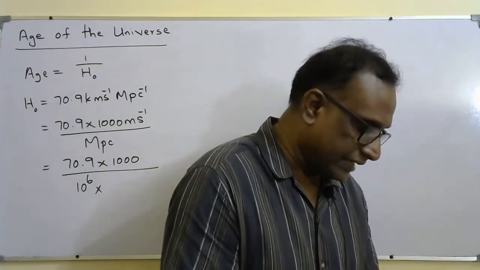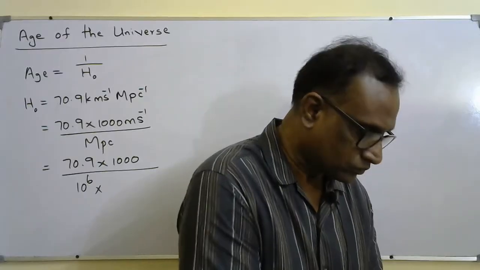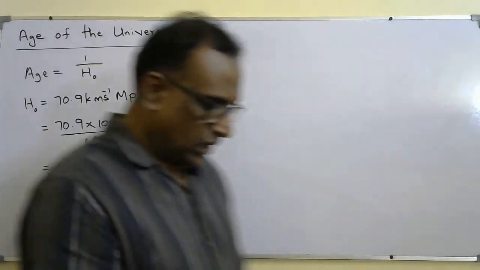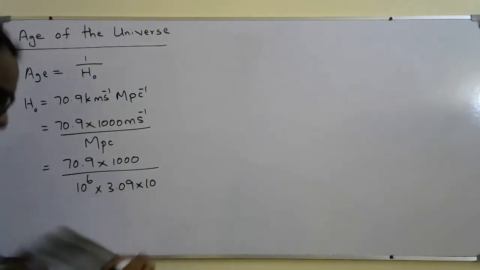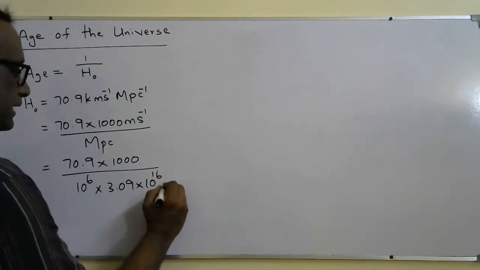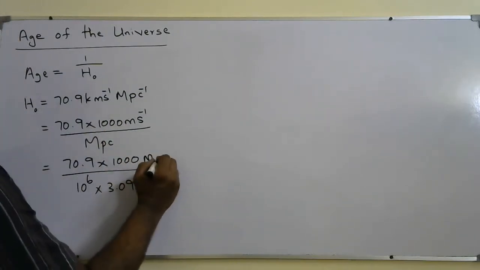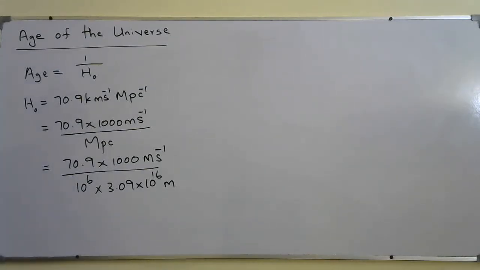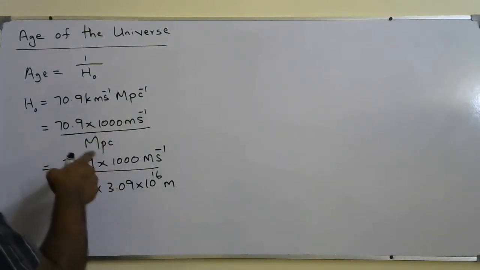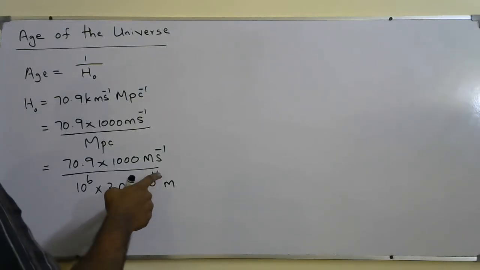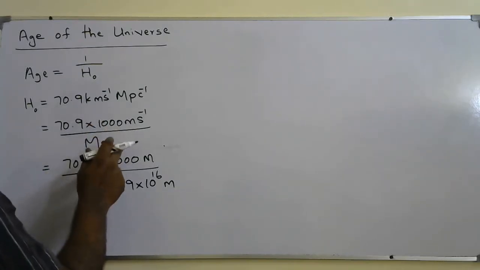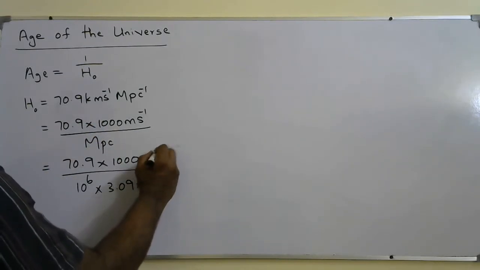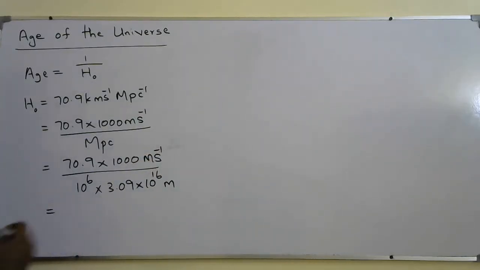I already derived it. 1 parsec is equal to 3.09 times 10 to the power 16 meter. So here meter per second. So 70.9 kilometer into meter per second, over parsec. Sorry, I think I made a mistake. 70.9. Okay, I'm fine, that's right. Meter per second. We'll get the answer in per second. Solve it, and we'll get H naught in per second.